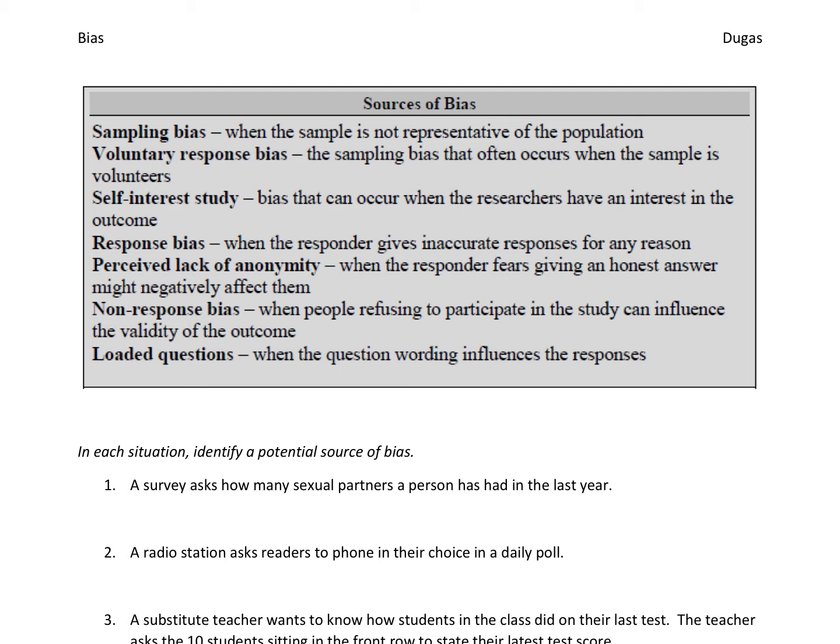Non-response bias, when people refusing to participate in the study can influence the validity of the outcome. This might be if you have groups that you're trying to get in order to represent your population. Let's say you have a small Indigenous American group and maybe you have a sample of 2. You sent out surveys to 2 Indigenous Americans, and neither of them respond to your survey. That's going to significantly influence your study, or it could, because an entire group didn't respond.